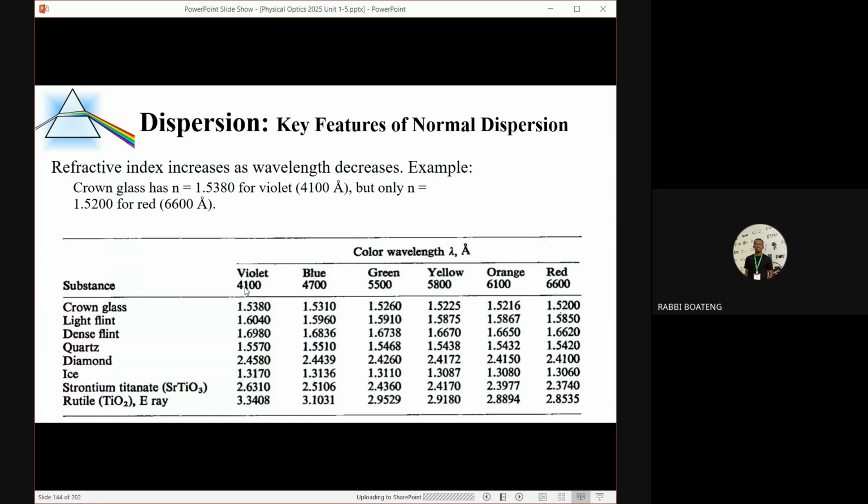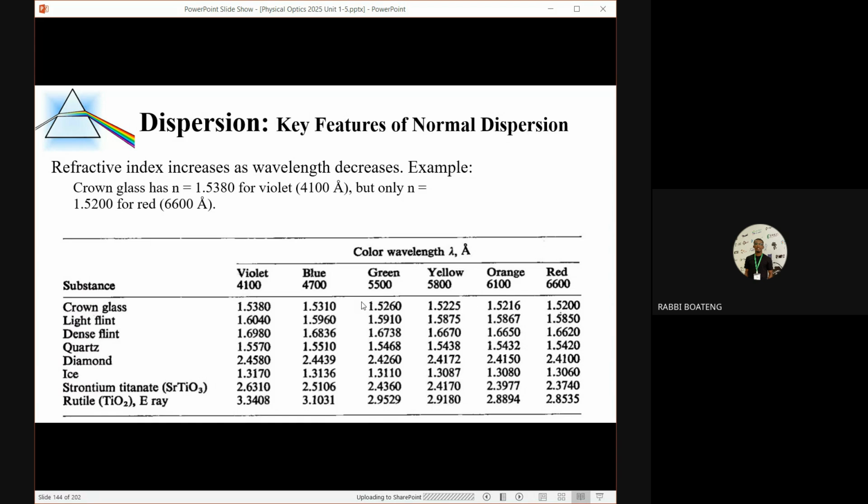Is that okay? So different values. But you see, when you want to travel from violet to red, you can see that the wavelength increases. Is that okay? But if you want to travel from red to violet, you can see that the wavelength decreases.